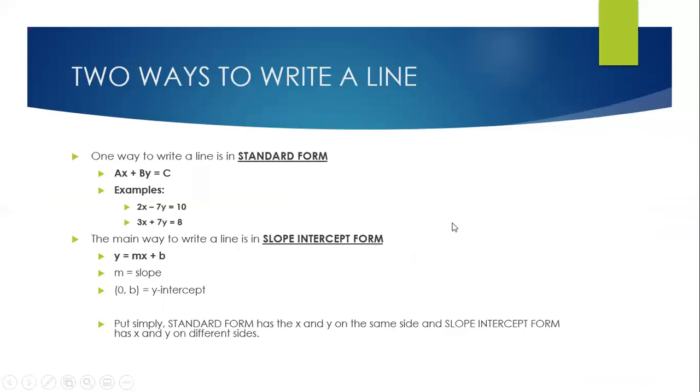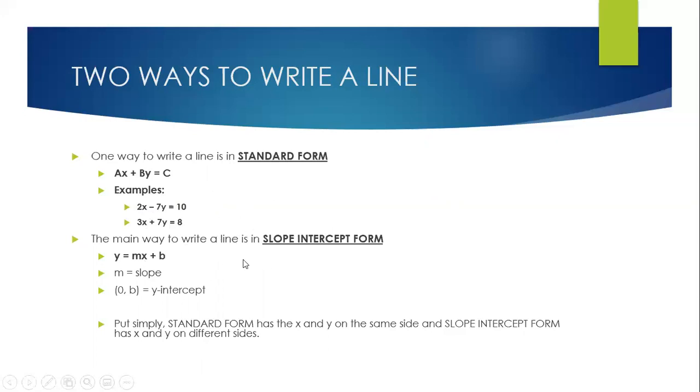Okay. Now, there are 2 ways to write a line. The first way is called standard form. Standard form is ax plus by equals c. For example, 2x minus 7y equals 10, or 3x plus 7y equals 8. x and y are on the same side.